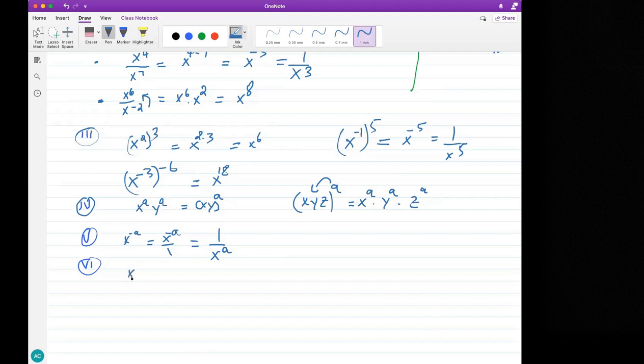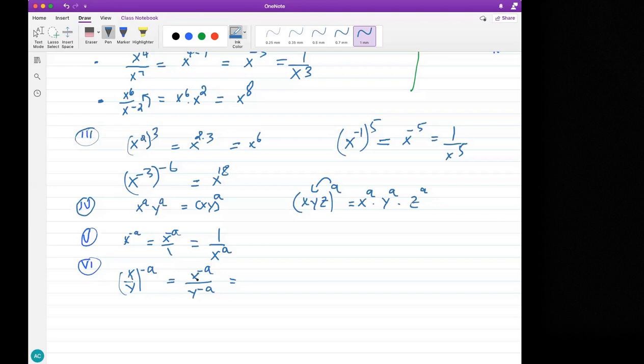Number 6: what if you have a fraction like this, and the whole thing is raised to the power negative a? Basically the power belongs to both of them. Imagine this was x to the power negative a, and you give that power to y as well, y to the power negative a. So we distribute it to both of them.